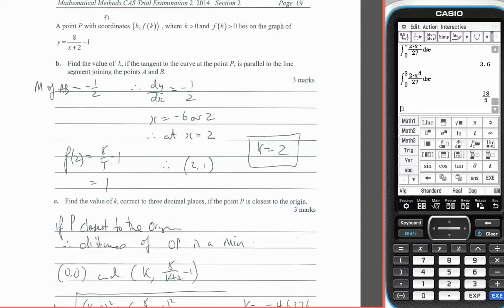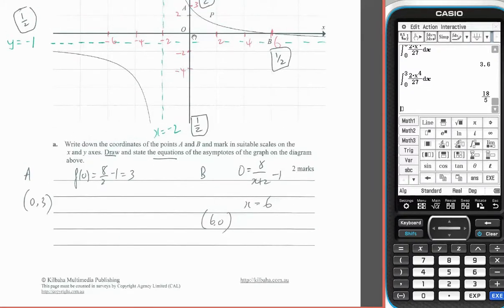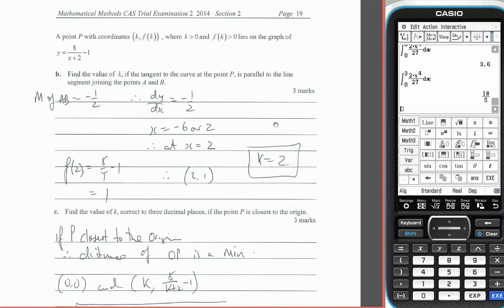Point P has coordinates k and f of k, where k is positive and the function is positive. So k can only go from 0 to 6, not inclusive of 0 because it's got to be positive, and not inclusive of 6, so k goes from 0 to 6.